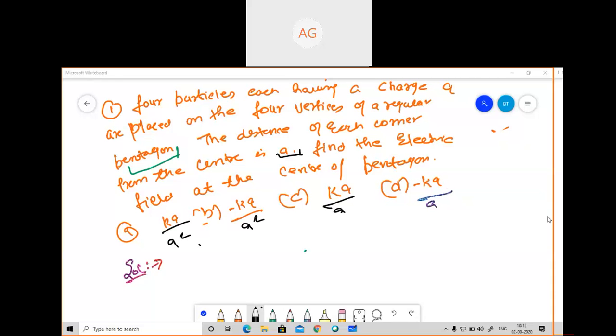Okay, option A. And anybody else? Ritika said A. For Ritika and Aditi, option is A. Anybody else? So Aditi, why option A? And Ritika, why option A?